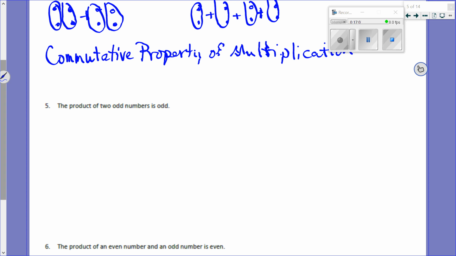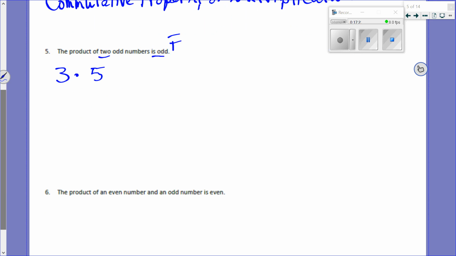What about the product of 2 odd numbers is odd? Is that going to be true or false? False, right? Okay, so let's look at a model and see. So again, I don't want to do a ton of dots. Let's do 3 times 5. We're going to have groups of 5. So there's 1 group, 2 groups. That is 3 groups of 5.